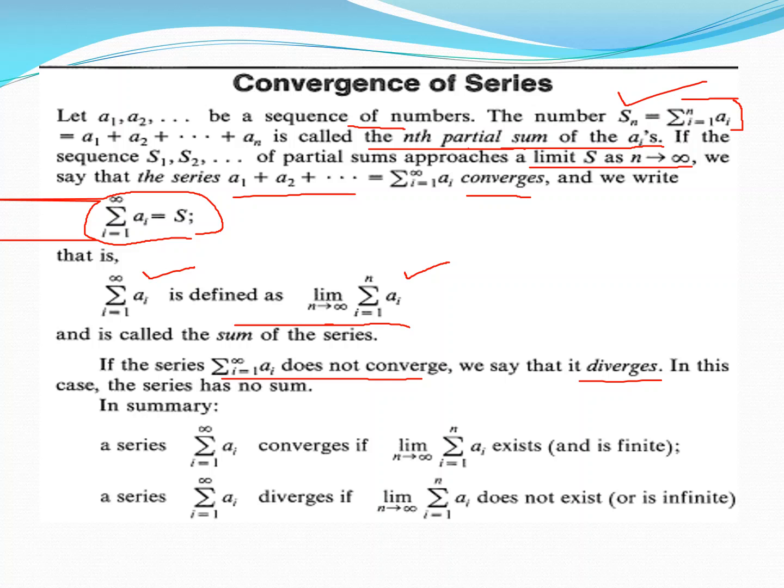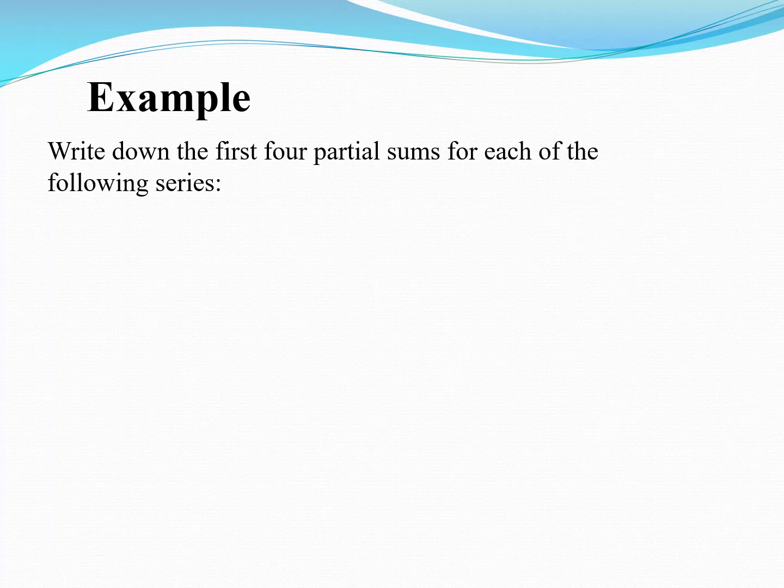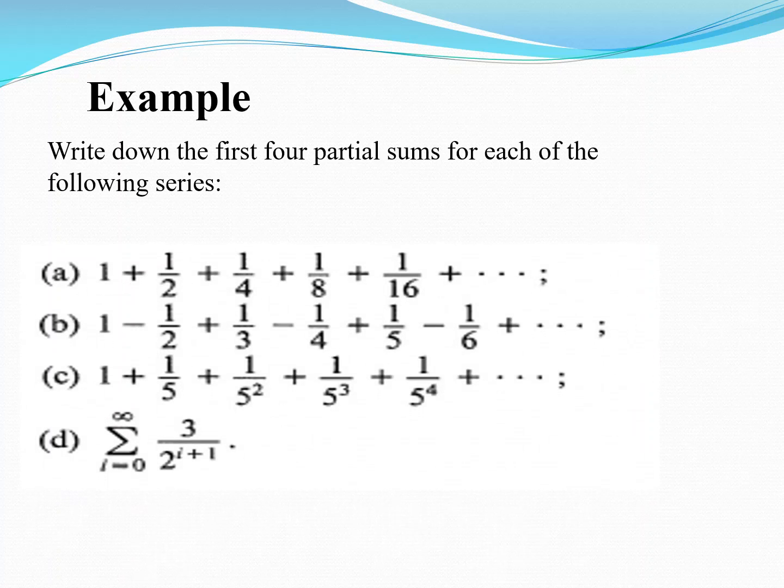We can say that a series converges if the limit exists. A series diverges if the limit does not exist or is infinite. Let's see an example. Write down the first four partial sums of each of the following series. These are the series. We have to write down the first four partial sums. S1, S2, S3, S4 are required.